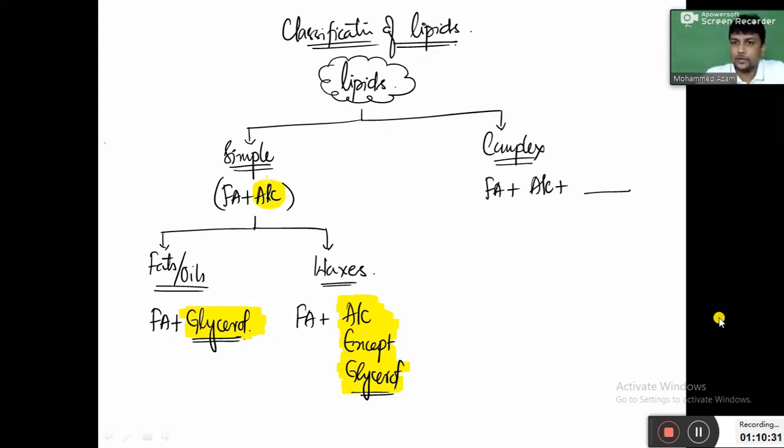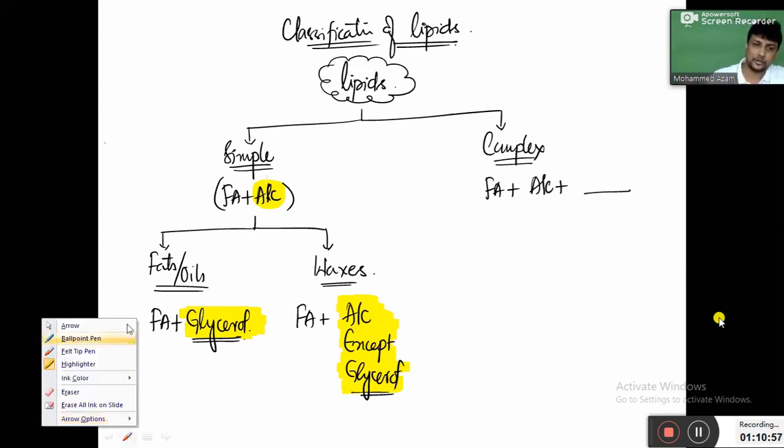So simple lipids will be having fatty acid and alcohol. There are two things, fatty acid and alcohol only. And if the alcohol is glycerol, then it is the simplest one, fats or oils. And if it is any other alcohol except glycerol, then it will be waxes. So if it is glycerol, then it is fats or oils. And if it is any other alcohol except for glycerol, then it is waxes. Is it okay? That's all about the simple lipid that you have to remember.